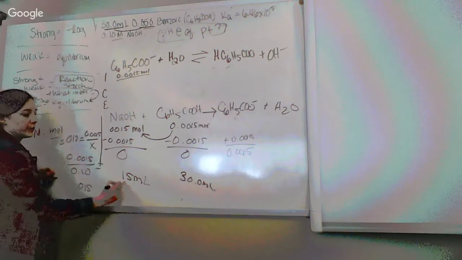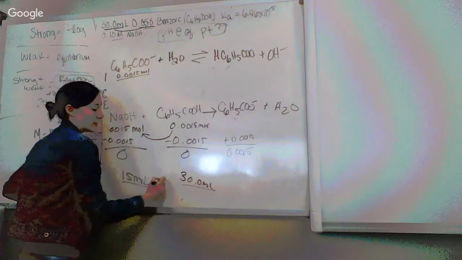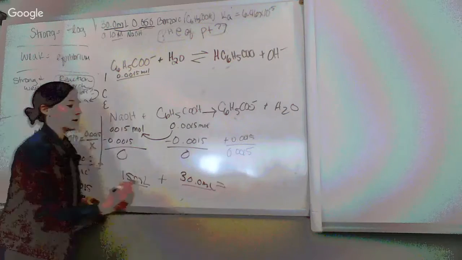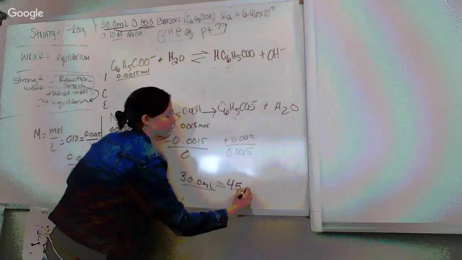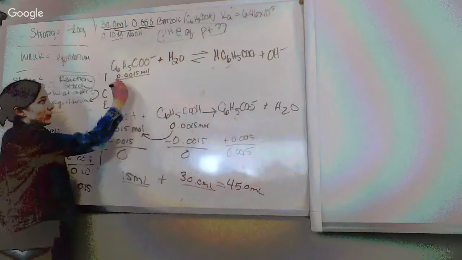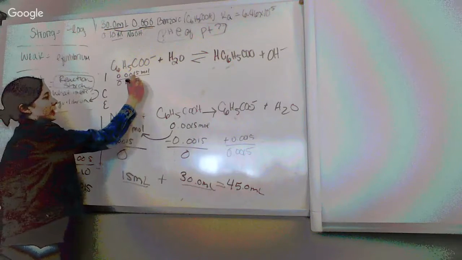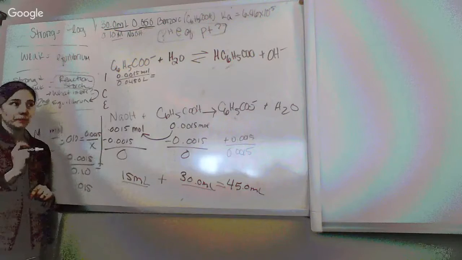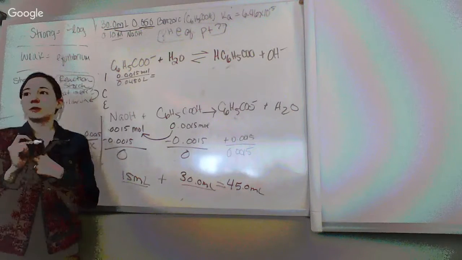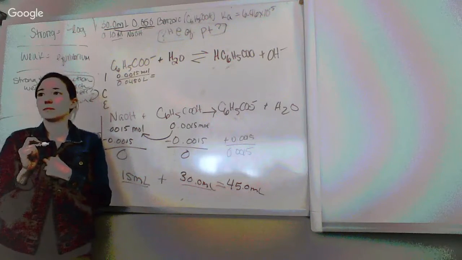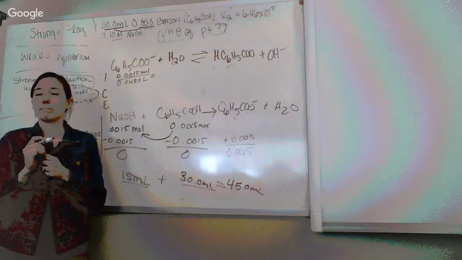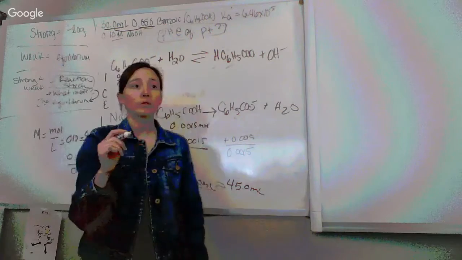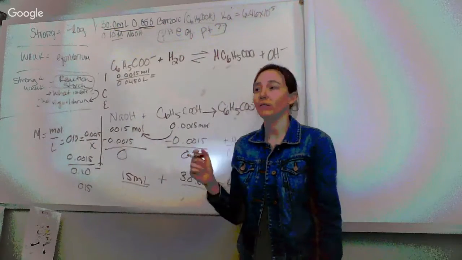Okay, so then I've got 15 milliliters of this plus 30 milliliters of that. So now my new total volume is 45 milliliters. So I'm going to move that up here and call it 0.045 liters. And I'm going to find its molarity. You guys are going to tell me what that one is. 0.0015 divided by 0.045. Everybody can do it. Doesn't have to just be David.